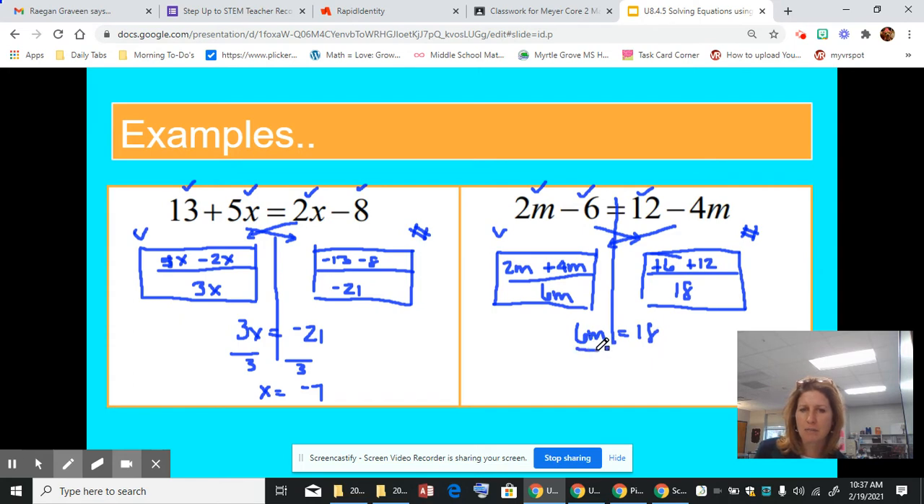I divide both sides by 6 for m equaling 3. And again, that's the solution. The solution is the one number that I could plug back in for m into this equation, and it would stay balanced. The left would equal the right.